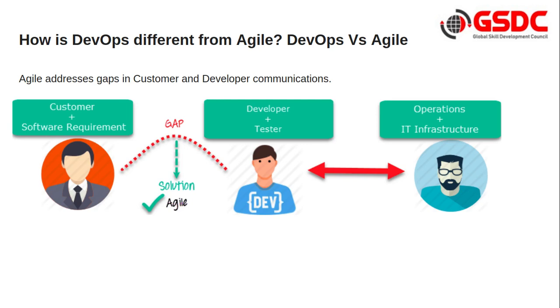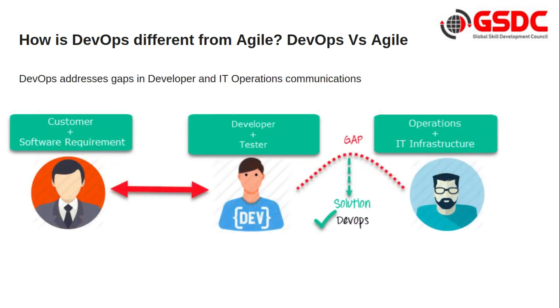Okay, now when it comes to DevOps. As discussed, DevOps comes in between the developer and the operations team. So the difference between Agile and DevOps is that Agile is used to reduce the gap between customer and developers, and DevOps is used to reduce the gap between developers and the operations team.